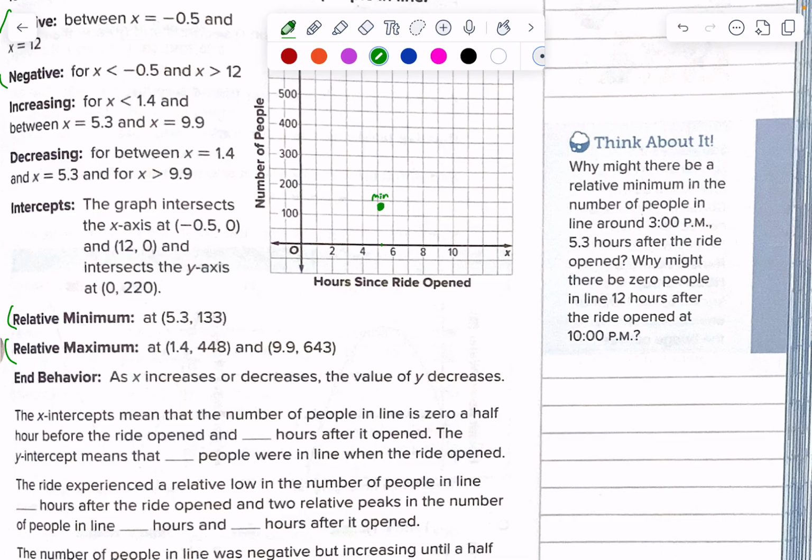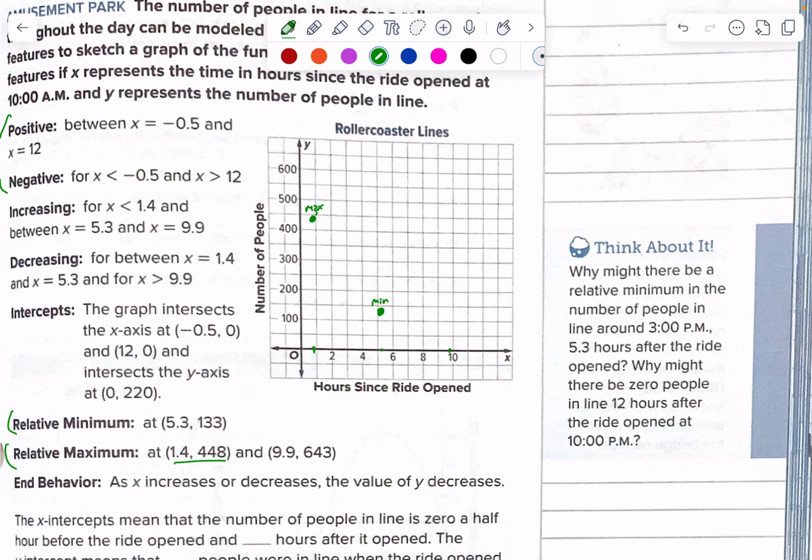Okay, then we have 2 maximums. One of them is at (-1.4, 448), so like here, which is about right there. That's a max point. And the other at (9.9, 643), which is here. 643 would be almost 650. So right here, this is another maximum point. All right, so he's probably doing one of these in between those. Let's see what he's doing on either side of that.